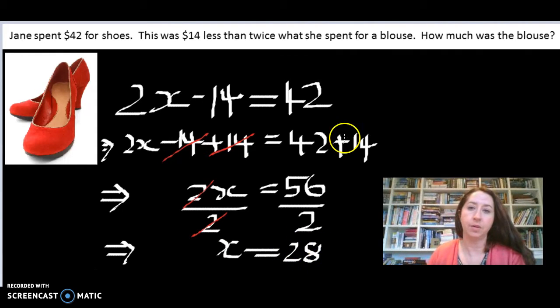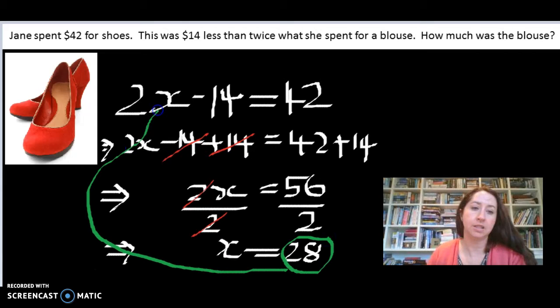and that's x. And if I put that number back into the equation at the very beginning to double check, it should make sense and be a true equation now. 2 times 28 is 56, minus 14 is 42.